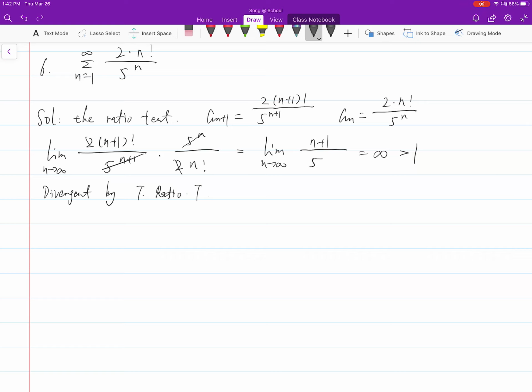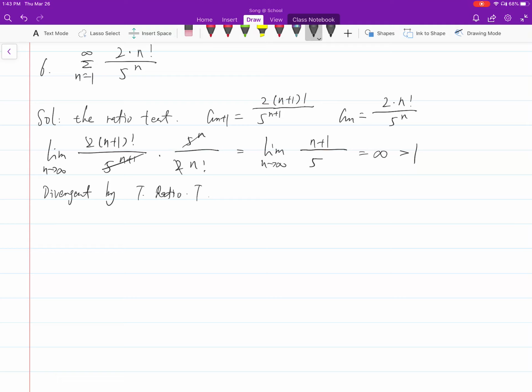Okay, so when you see factorial, definitely consider it's a good time to use the ratio test. It's not guaranteed it's always going to work, but let's be honest, so far you don't have any way to handle factorials. So maybe this is the only way.